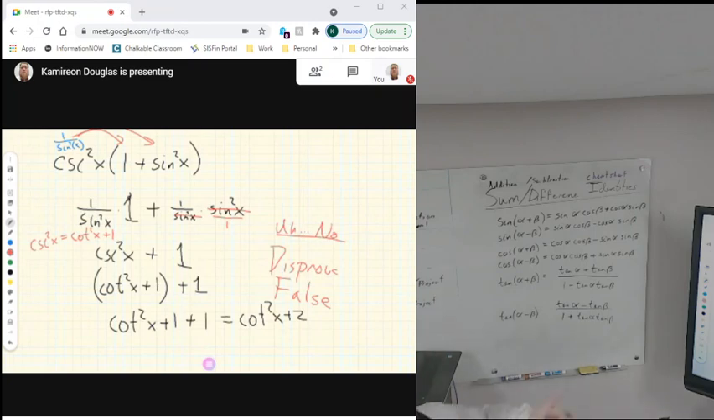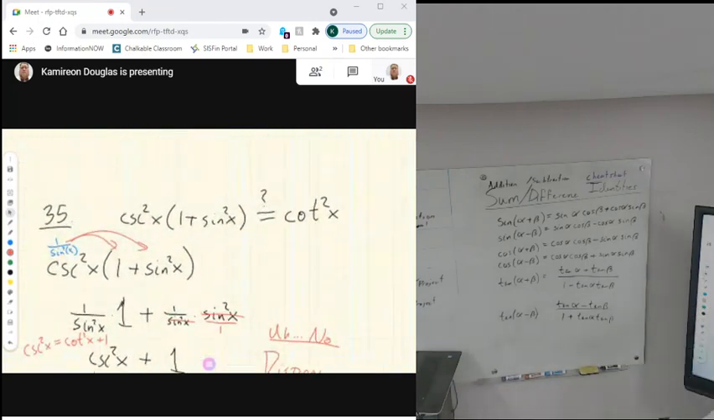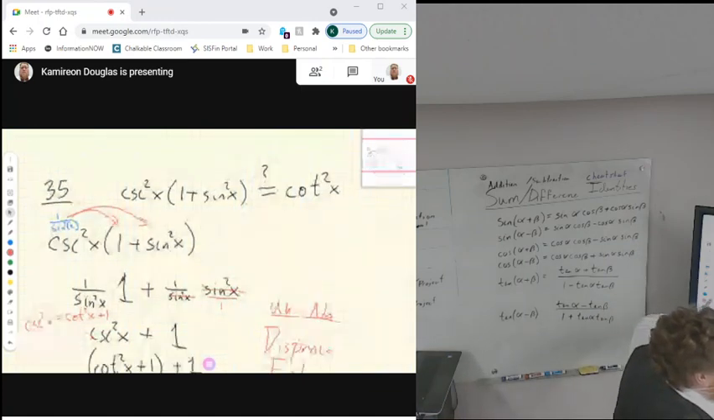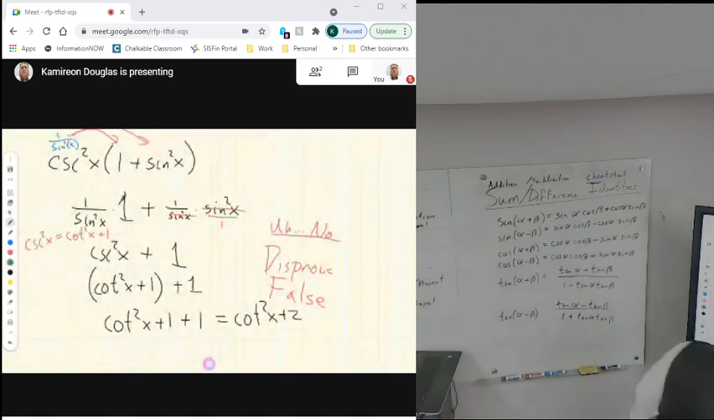Yes, but the problem said, unless somebody told me the problem wrong, the problem said just cotangent squared of x. Was it wrong? Yes. So since what we got does not equal the right-hand side, that makes this false.